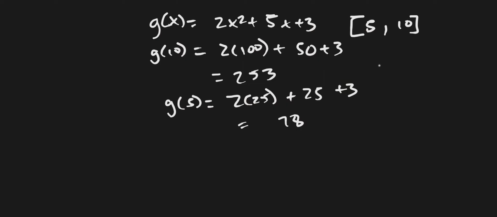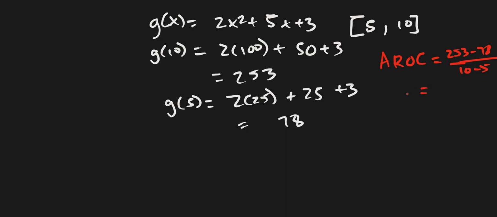So the average rate of change, or the slope of this secant line going through x equals 5, x equals 10 with the function g of x, is going to be equal to 253 minus 78 over 10 minus 5, which is just 5.